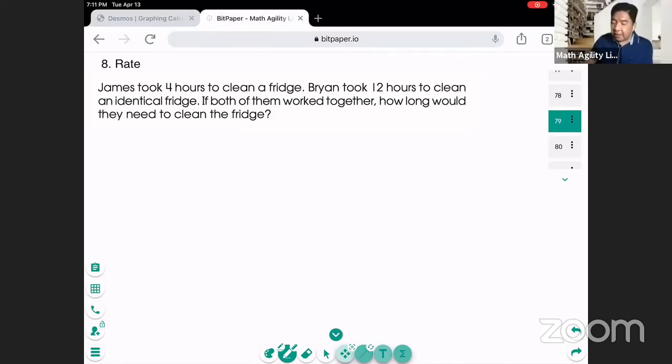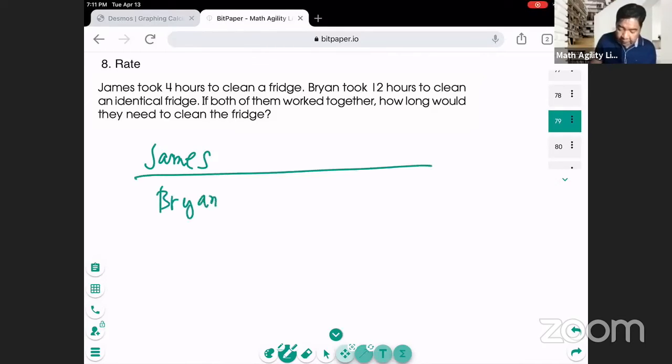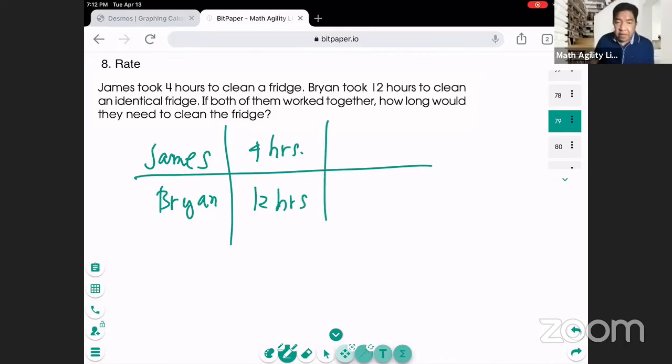So typically this is called a work problem. So again, let's use the table method. So James, and the other guy is Brian. It says that James would take 4 hours to clean the fridge, and then Brian would take 12 hours to clean the fridge. So if they would work together, how long do they need to clean the fridge?